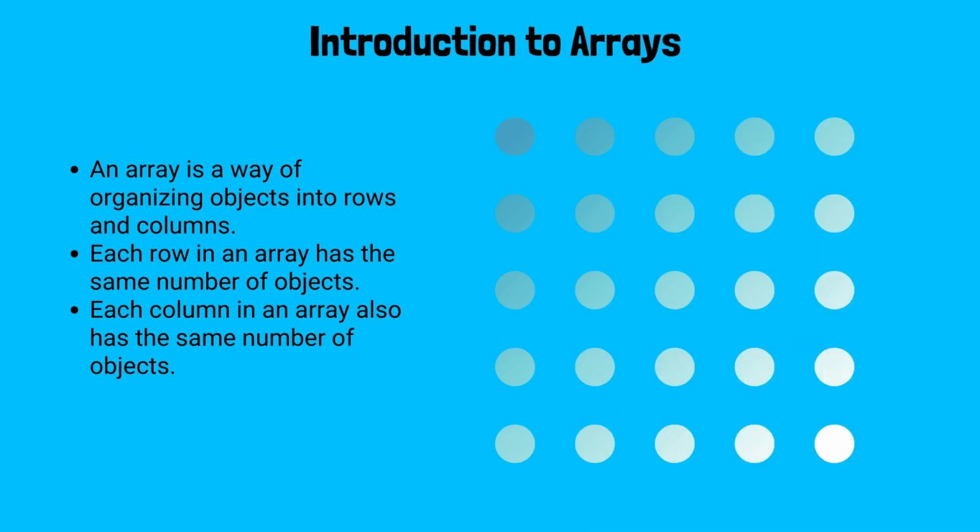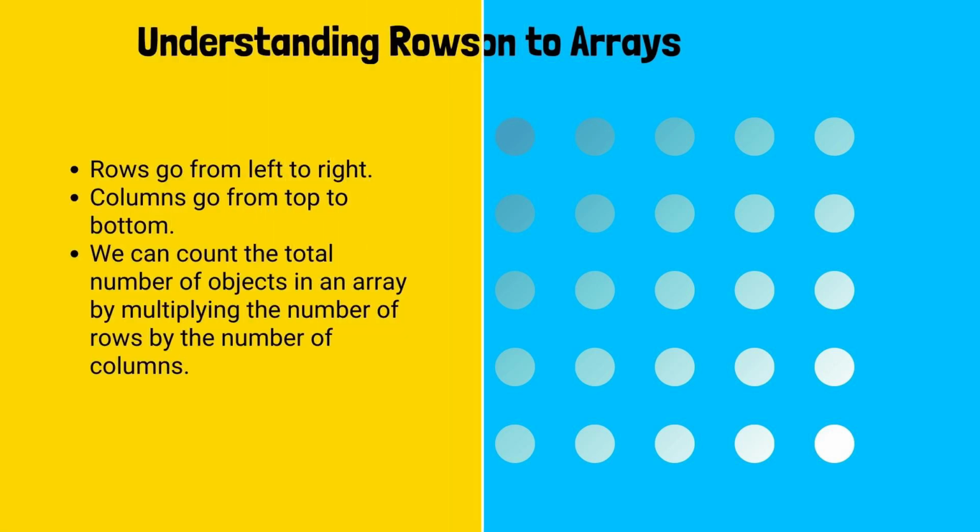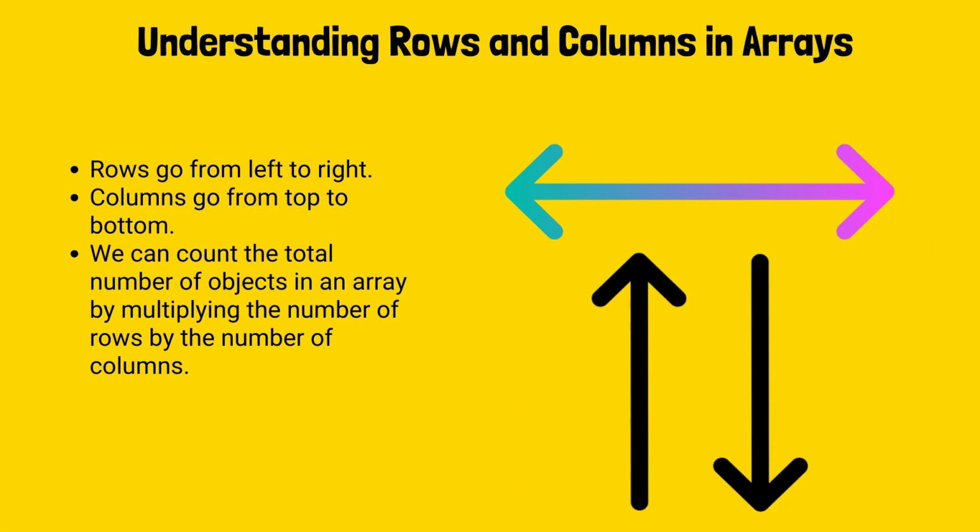You can also solve multiplication using arrays. An array is a way of organizing objects into rows and columns. So when you draw an array, each row will have the same number of objects, and the columns will have the same number of objects as well. When first learning about arrays, it's important to know that rows go left to right, side to side. Columns go from top to bottom, up and down.